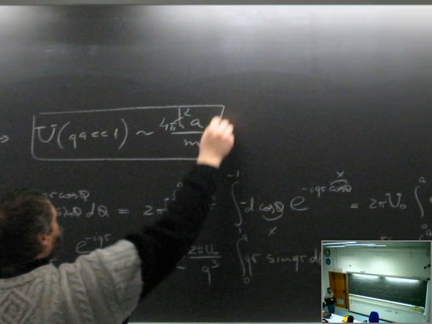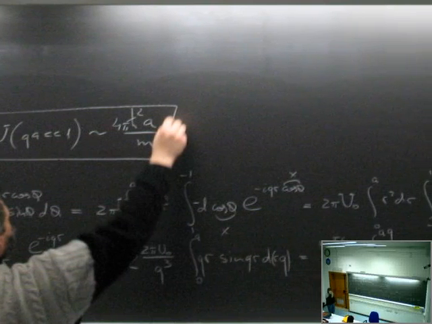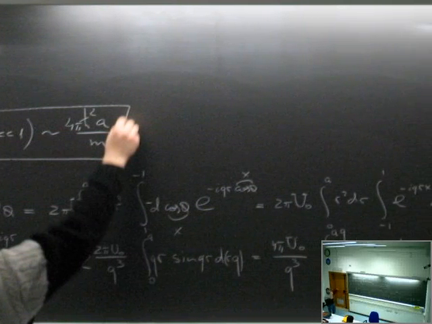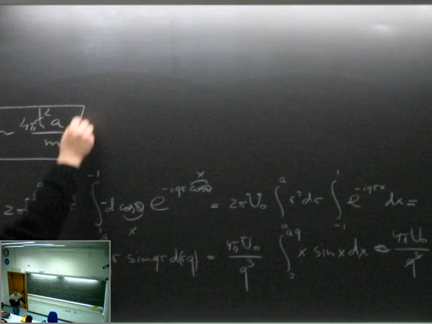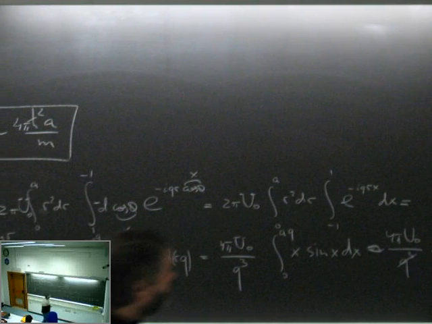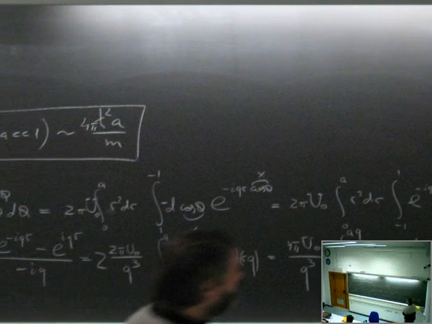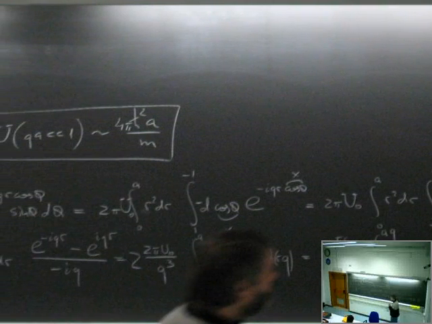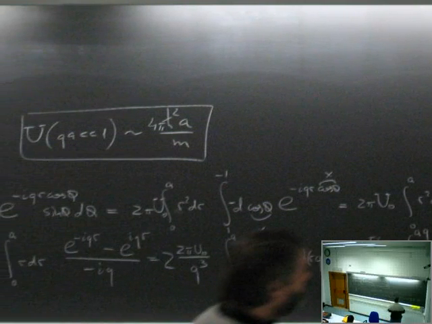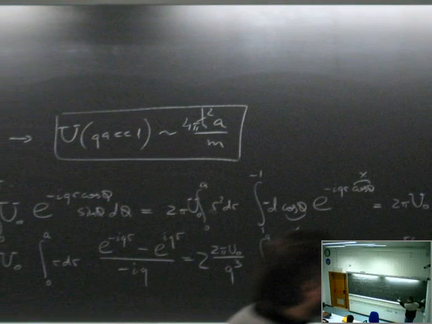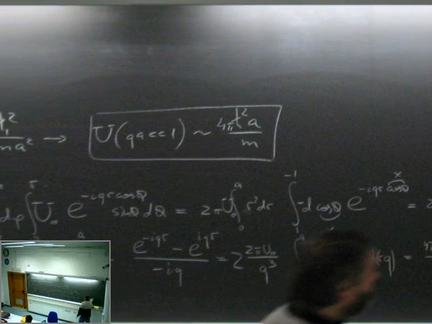Okay. So far so good. So let me clean the board. I identify what my potential is, and now we'll proceed with the diagonalization of this Hamiltonian, which is my goal. Is it clear what we are doing? Okay.